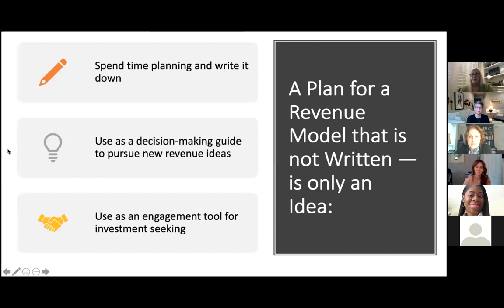A plan for a revenue model that isn't written is really just an idea, and you're not going to drive a lot of discipline at your organization. And particularly if you're trying to transform your revenue model, it needs to be written down. Just like your strategic plan needs to be written down, and you need to have annual objectives around that. And those aren't just for the dollar amount, that's for the internal capability to drive increasing amounts of that particular revenue that you're trying to go after.